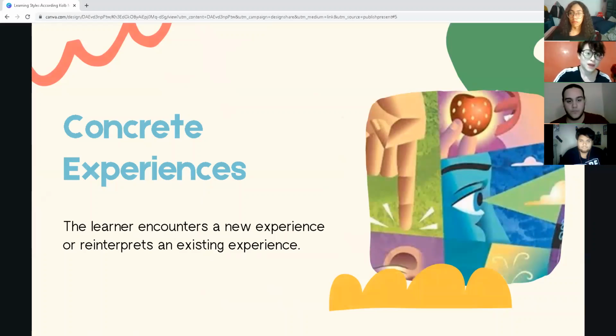The first one, as I mentioned before, is concrete experience. The learner encounters a new experience or reinterprets an existing experience. At this stage is where the immediate experience takes place. We can say that it is when we expose ourselves to new stimuli, which produce different sensations, and these experiences lead to the next phase, that is the observation.